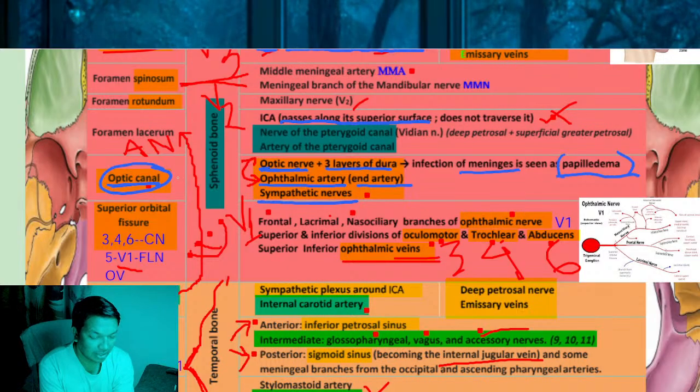Commonly we make a mistake here. For the optic canal, we say randomly optic nerve, optic artery. There is no optic artery. We have the ophthalmic artery. Ophthalmic.